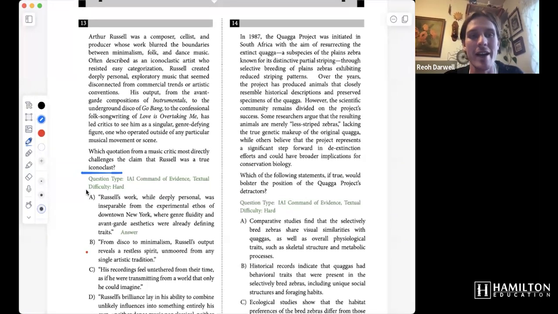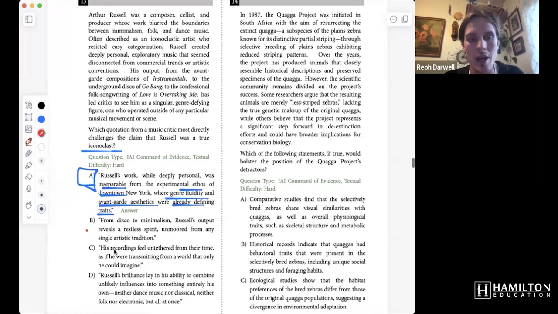So what is going to challenge that claim? It's going to show that he's not all on his own. He's not totally unique. A shows that. It says that although it's personal, he is inseparable from downtown New York, where all of these things were already a part of the scene there. So he's inseparable from other people and other things going on, rather than being completely separate from them. So that challenges it directly. The other answer choices give examples of him being an iconoclast, right?